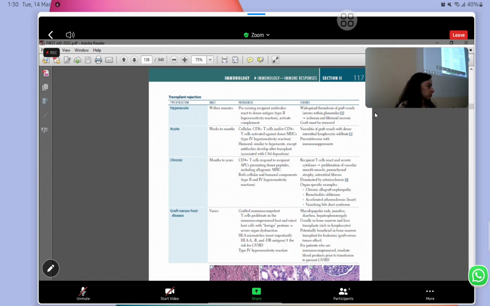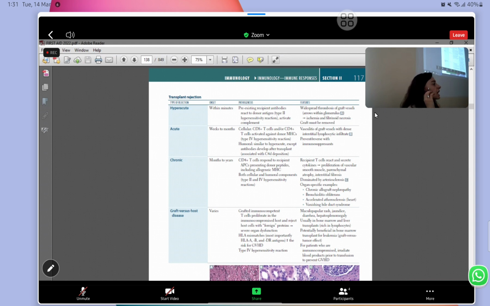For example, bone marrow and also the liver. Bone marrow and liver are immunocompetent tissue. When you are transplanting the bone marrow, the lymphocytes from this bone marrow can start to attack the recipient's tissues. Sometimes it is beneficial, when, during leukemias, you transplant the bone marrow, the lymphocytes from this bone marrow can attack the cancer cells. So it can be beneficial, but sometimes it's not beneficial and it gives you graft versus host disease.